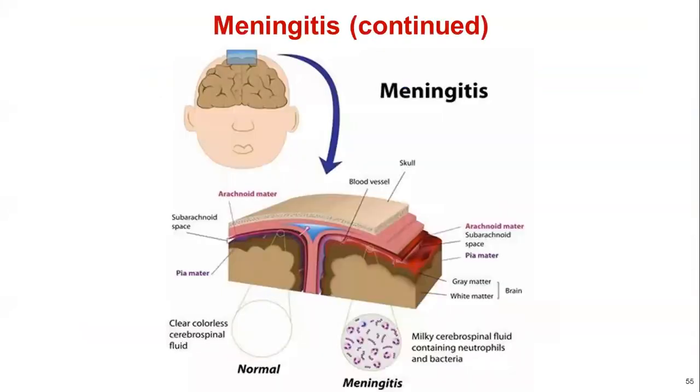If we look at this picture, the brain tissue is covered by a layer which is called the meninges. The meninges have three layers: dura mater, arachnoid, and pia mater. Pia mater is the innermost. This is the normal pia mater, but this is the inflamed one. So if anybody has meningitis and we collect the cerebrospinal fluid, the cerebrospinal fluid will have a milky appearance, right?